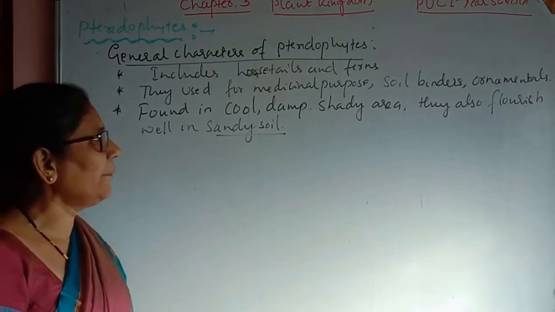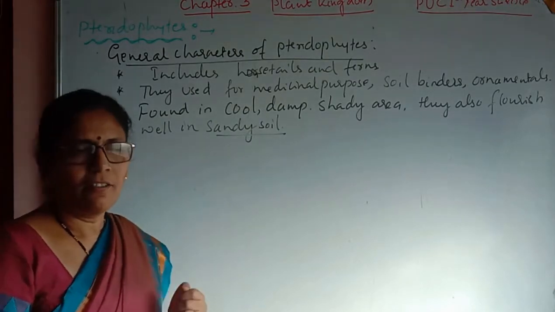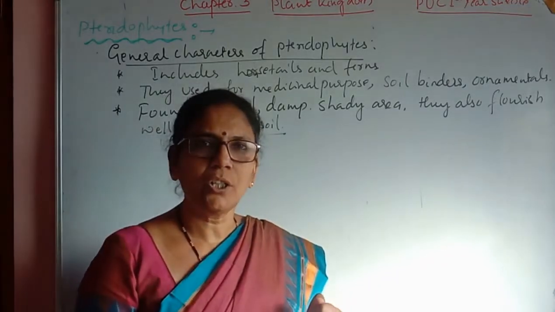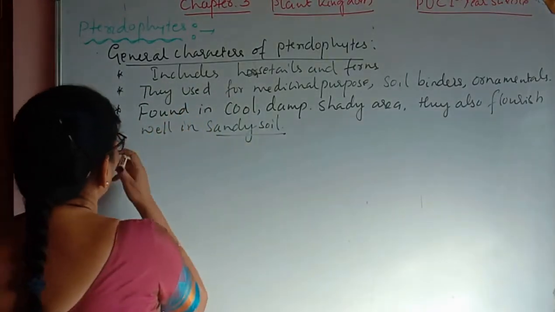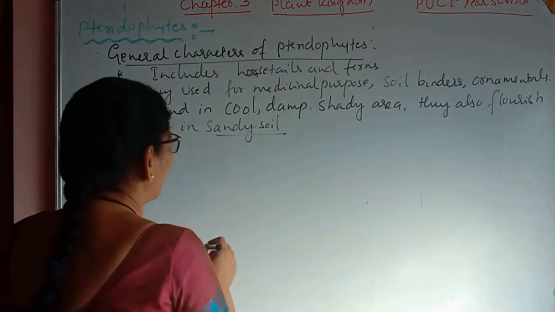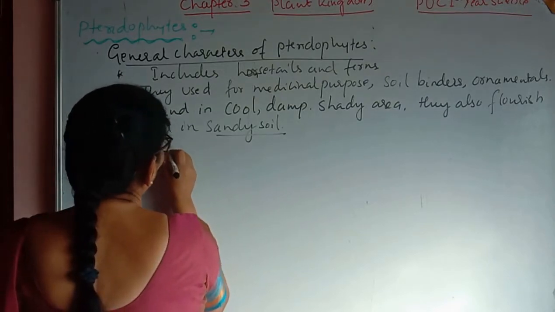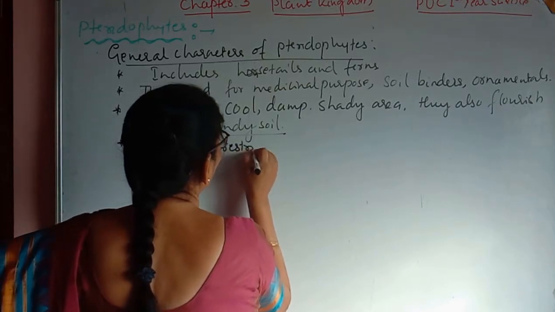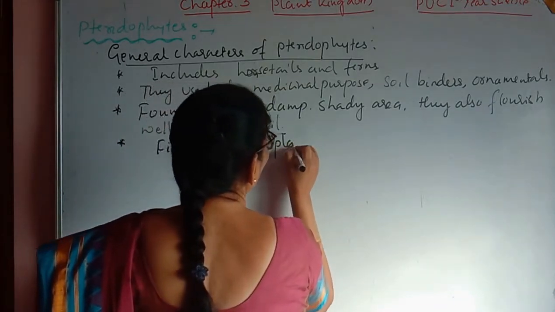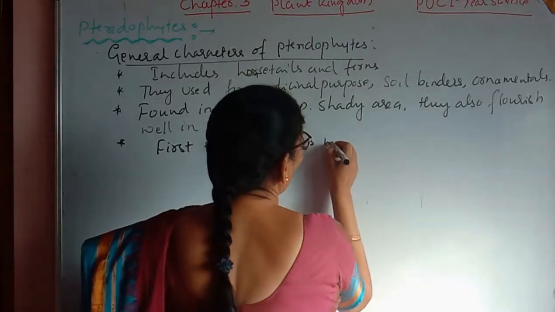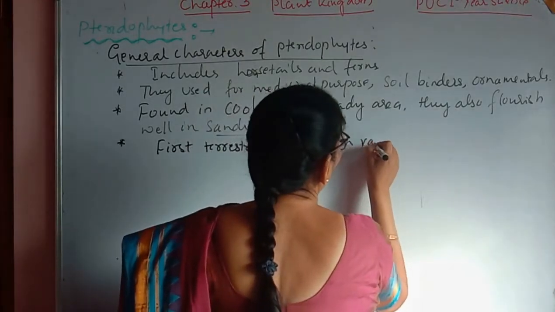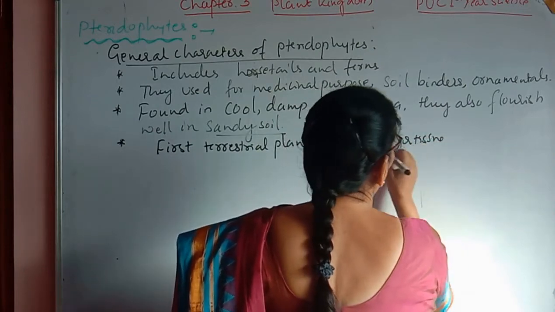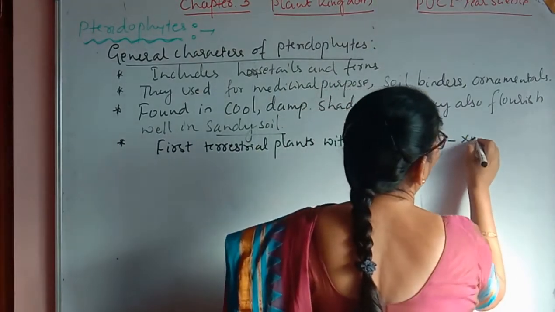So evolutionarily, pteridophytes are the first terrestrial plants with vascular tissues. So these are the first terrestrial plants with vascular tissues like xylem and phloem.